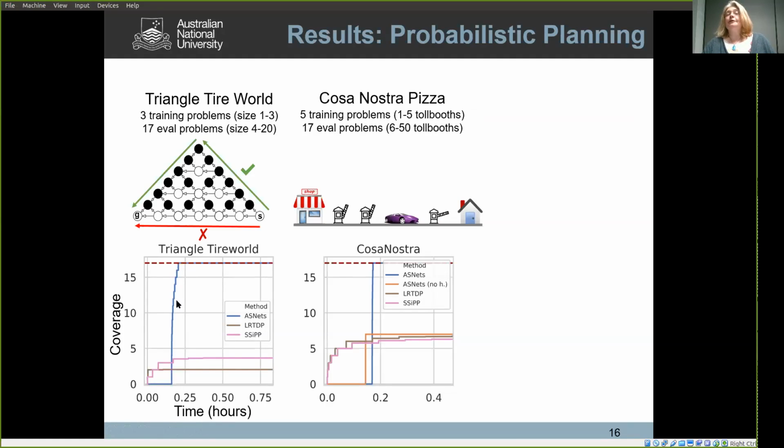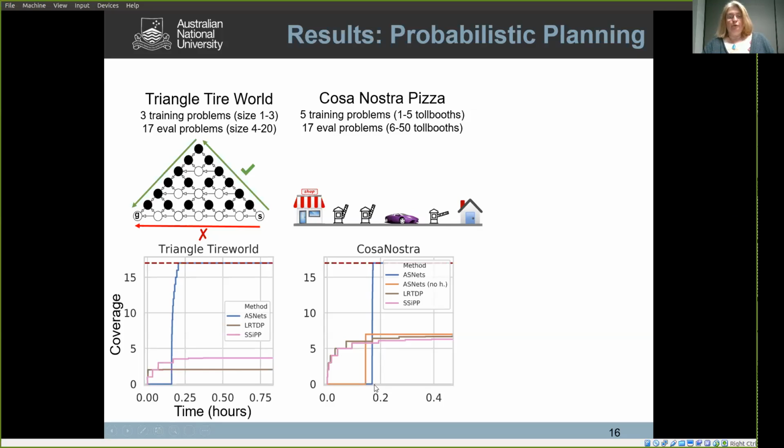The second problem is Cosa Nostra Pizza, and we had already designed it to illustrate the issues with the receptive field. So in this problem, a pizza delivery person must deliver pizza to a house starting from the shop and come back to the shop. But there are a number of toll booths along the way. If you don't pay the toll on the way in, then the operator will smash your car on the way back. So the optimal policy is to make your way to the house, and on the way in you pay all of the tolls, and on the way back you don't.